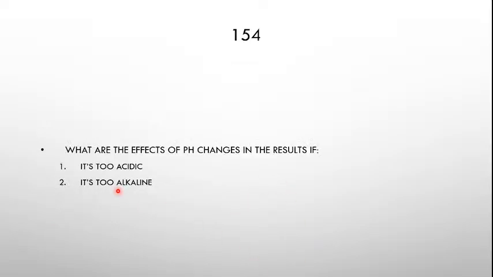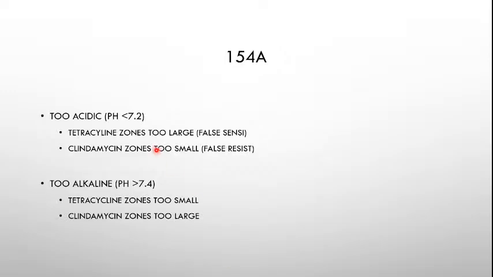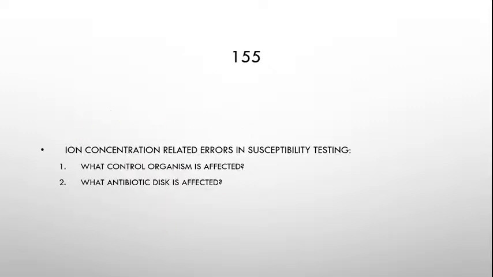Okay? Next, effects of pH. If it's too acidic, tetracycline becomes too large, giving false sensitivity. For clindamycin, it's false resistance. If it's alkaline, greater than 7.4, tetracyclines become too small, giving you false resistance. Clindamycin becomes falsely sensitive. Okay, so baliktad. Oppositional ang effect.